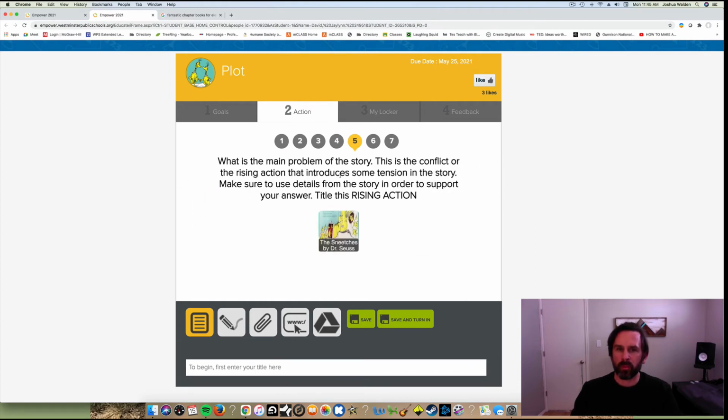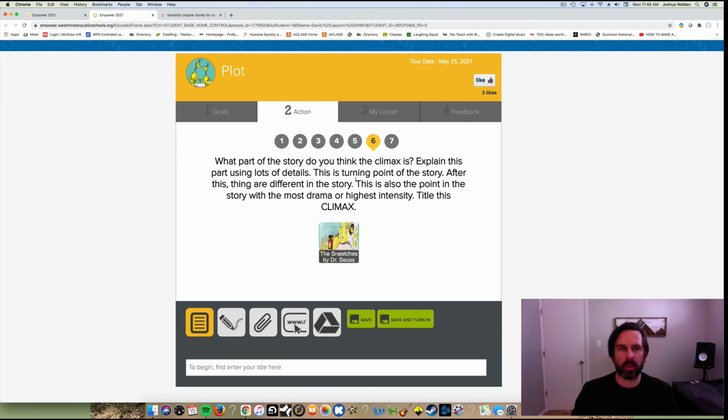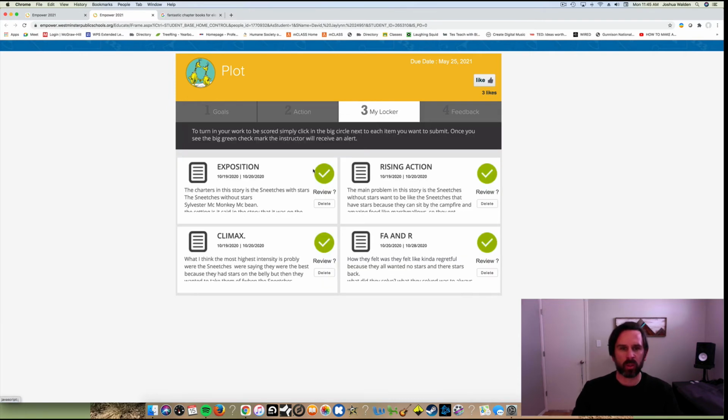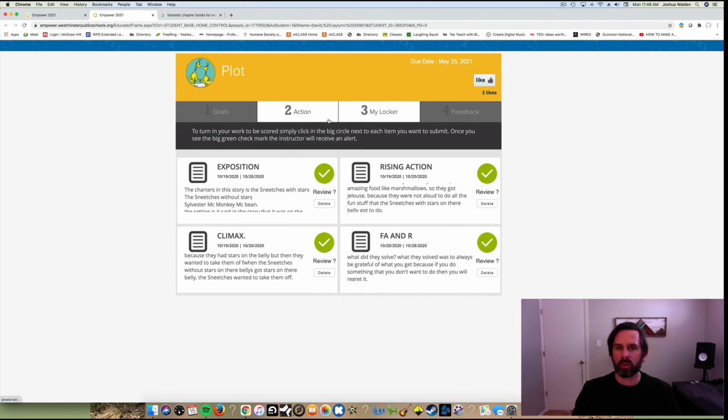They talk about the main problem of the story or the conflict, and then that part is embedded in the rising action. And then they talk about the climax, which is the high point of the story, where there's the most tension or it's the most exciting, and it's usually near the end of the story. And then, of course, the falling action and resolution, the events that happen after the climax. And then the resolution itself could sometimes have a lesson in it or a moral. And that is a good time for the students to share their opinion. And after filling that out, this is what it looks like in a student's locker. They fill out all those questionnaires, and then we talk about it after.